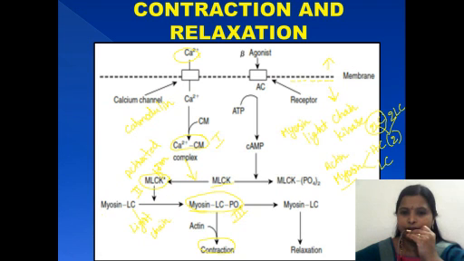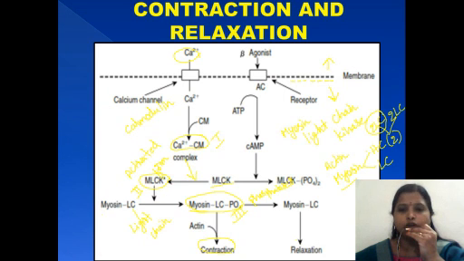Now, how the relaxation happens? The relaxation happens in a simple one step in presence of enzymes called phosphatases. The myosin light chain which is phosphorylated will be dephosphorylated. So, once the dephosphorylated myosin light chain is present, this automatically causes the reverse of contraction, that is relaxation.